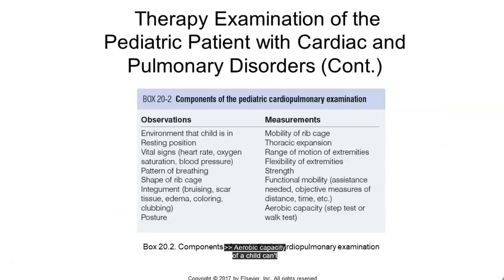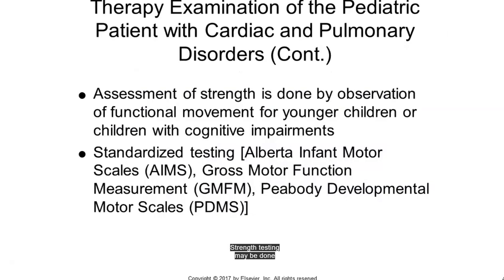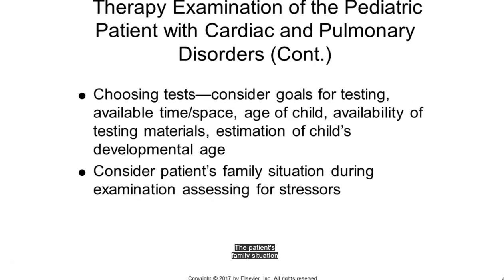Aerobic capacity of a child can begin with step tests or walk tests, which will be fully described in future lessons. Strength testing may be done observationally in young children or children with cognitive impairments and is performed by a physical therapist, but all medical personnel must be aware of any limitations when formulating a rehabilitative care plan. Subjective measures such as perceived exertion and dyspnea on exertion should be noted. The patient's family situation should also be a consideration, since additional stressors, such as missing job time, parents whose primary language is not English, etc., may impact the long-term success of any rehabilitative or home care program.